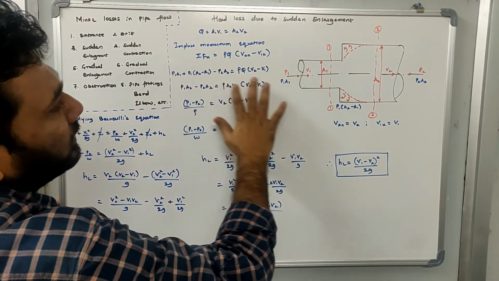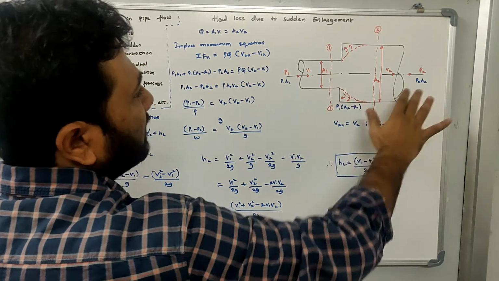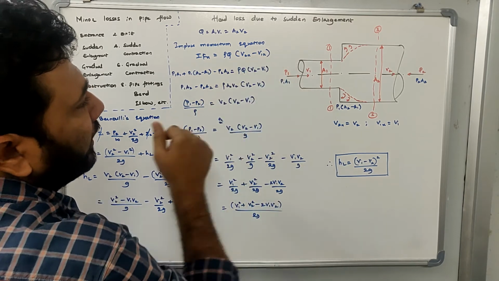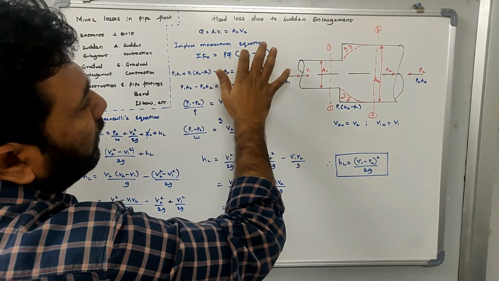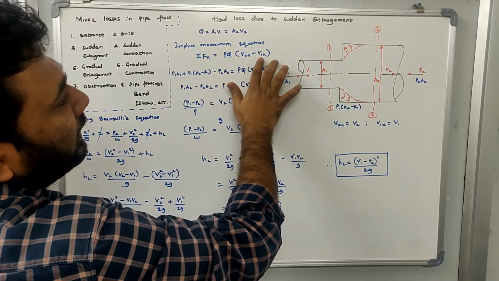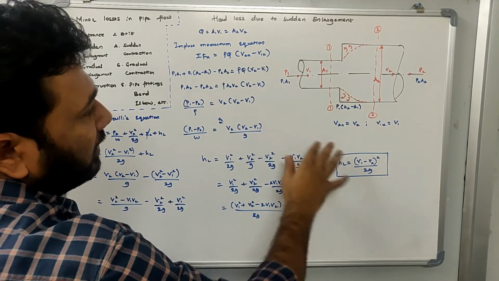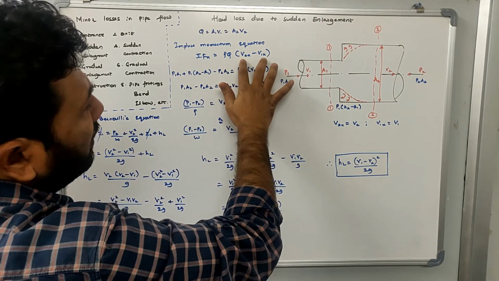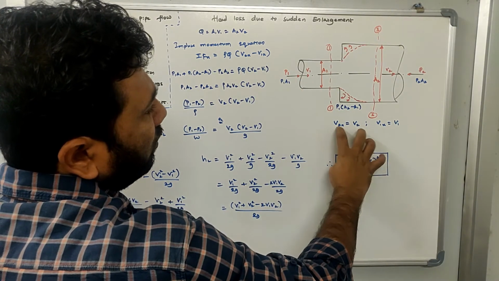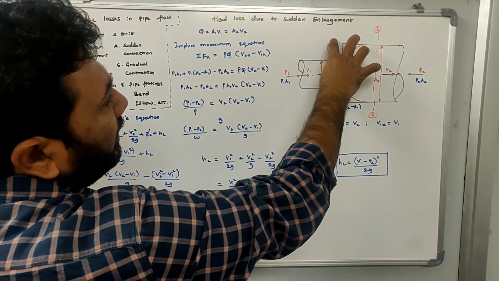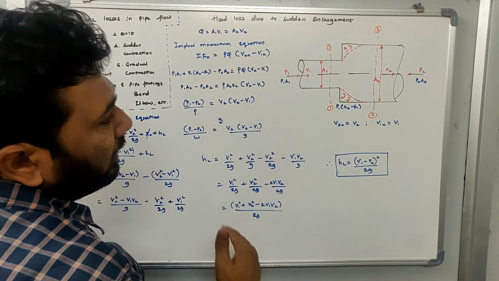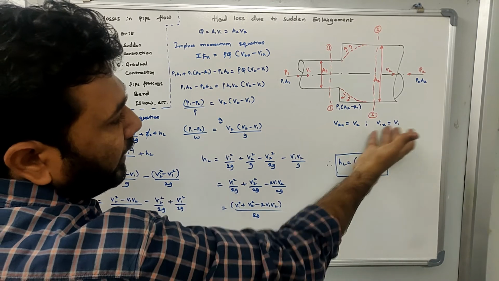So the summation of all the forces in the x direction, let me consider this as my x direction, equals the change of momentum, which is rho into Q into (V2x minus V1x). What is V2x? V2x is the velocity in the x direction at section 2-2. What is V1x? V1x is the velocity in the x direction at section 1-1. So V2x equals V2, and V1x equals V1. We have sorted out what V2x and V1x are.